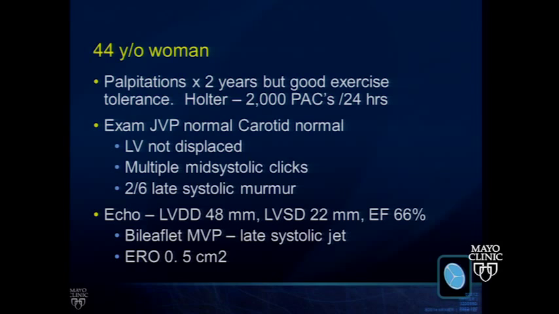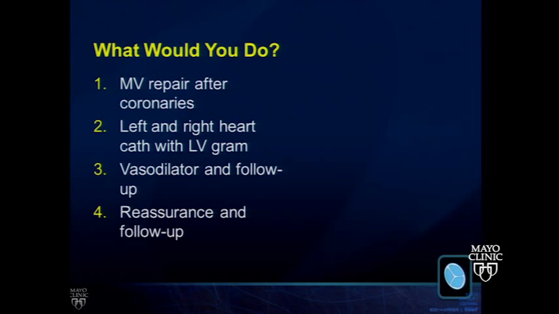Okay. A 44-year-old woman with palpitations, times 2 years, but good exercise capacity, 2,000 PACs, normal JVP and carotid, multiple mid-systolic clicks, and a 2/6 late systolic murmur. Diastolic dimension is 48, and systolic is 22, EF is 66, bileaflet mitral valve prolapse with an ERO of 0.5. Should we repair the mitral valve, catheter, vasodilator, or reassure?